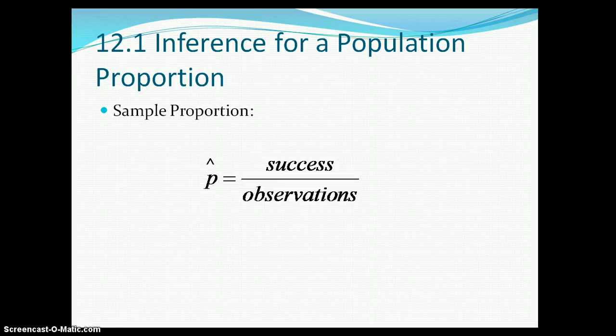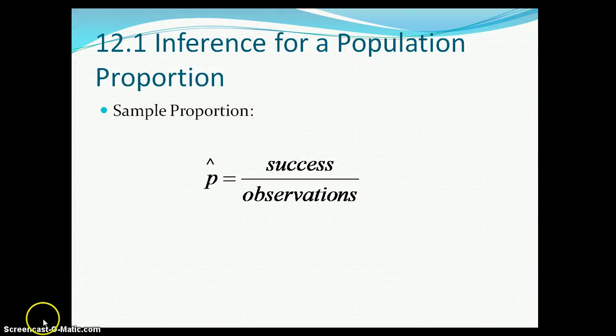So we're starting with sample proportions, and the notation here is very important. You have p hat. That's your sample proportion, which is the number of successes over the total number of observations. Regular old p is going to be our population proportion rather than our sample proportion. And then, of course, we have our p-value when we do a hypothesis test. So there's a lot of p's here. Just try to keep them all straight.